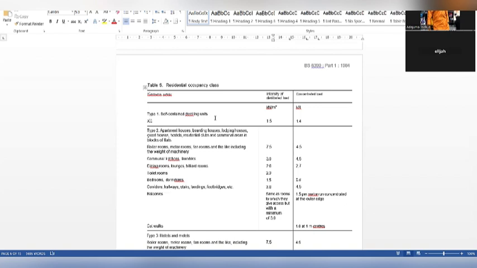So, what we have is the self-contained dwelling unit. And for the UDL, if you want to pick the UDL to apply in your own design for a self-contained dwelling unit, the live load is 1.5 kilonewton per meter. You see that there. But when we move to type 2, residential occupancy class speaks of apartment houses, boarding houses, lodging houses, guest houses, hostels, residential clubs, and communal area in blocks of flats.